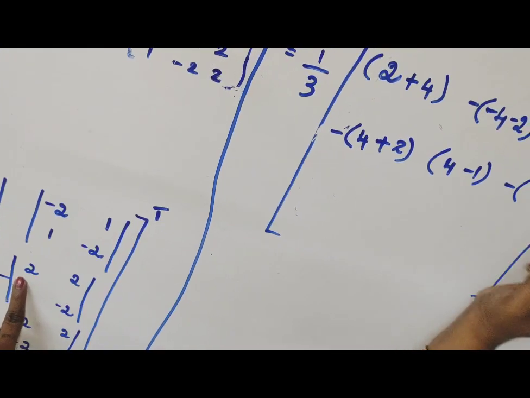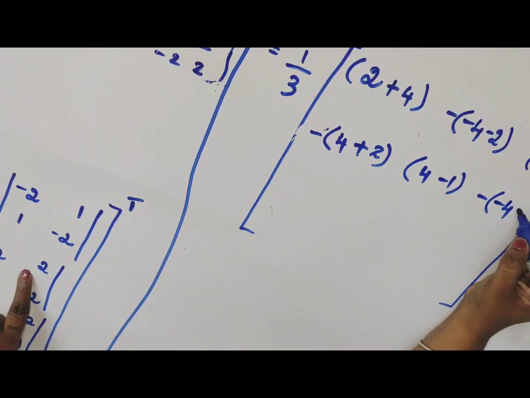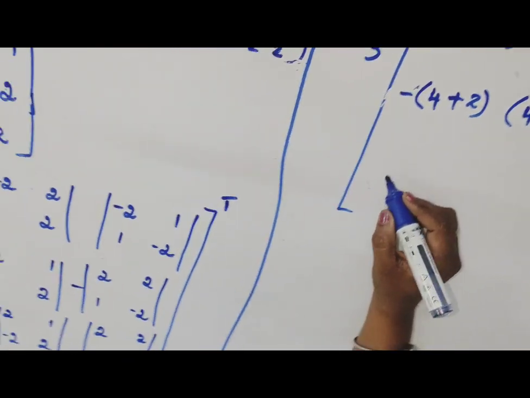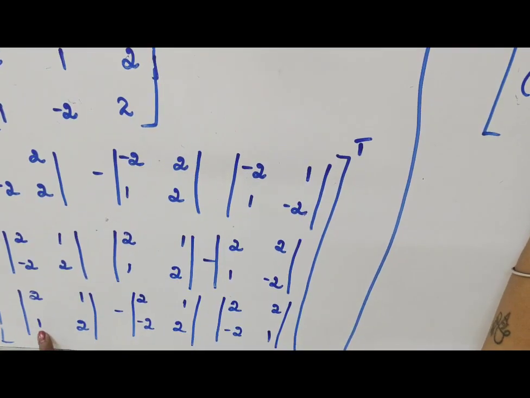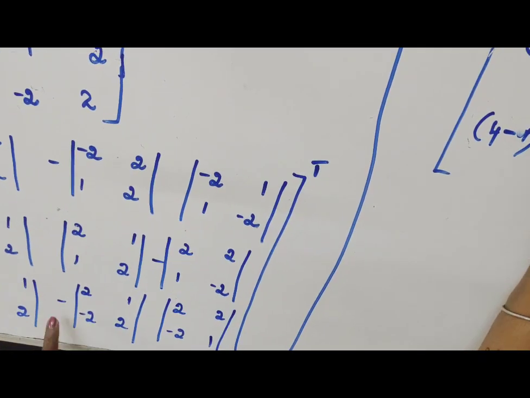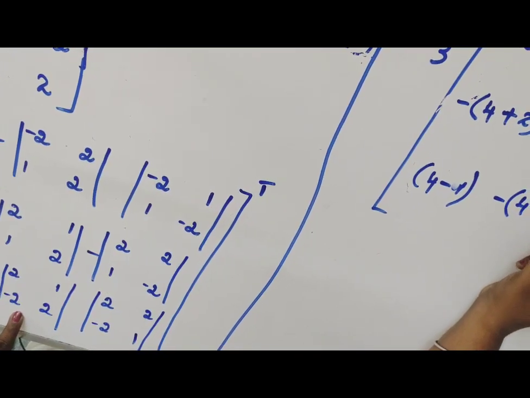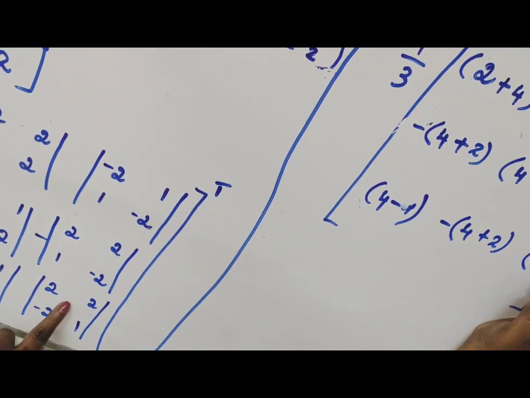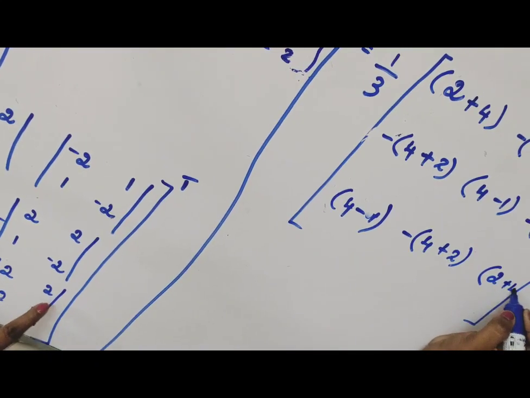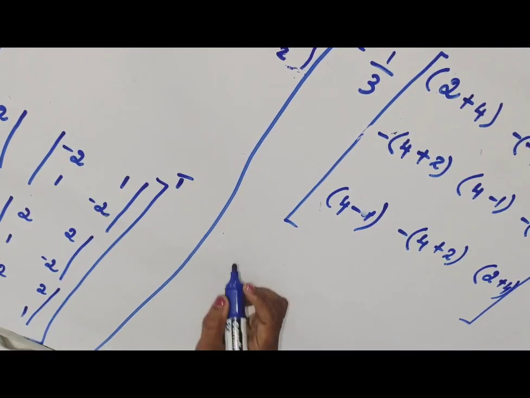Minus I will keep it outside. Minus 4 minus 2. Next, this term 4 minus 1. Minus I will keep it outside. 4. It will become plus 2. And 2. It will become plus 4. And we also have to take the transpose.